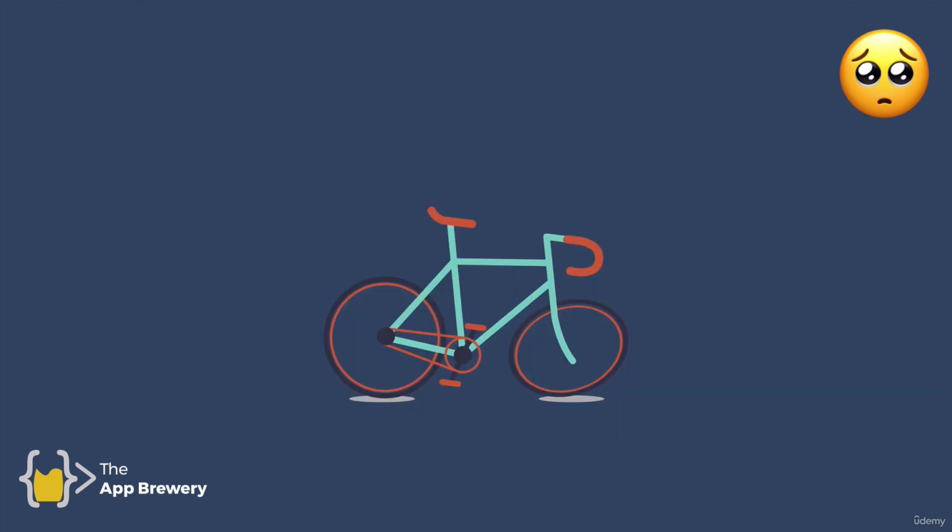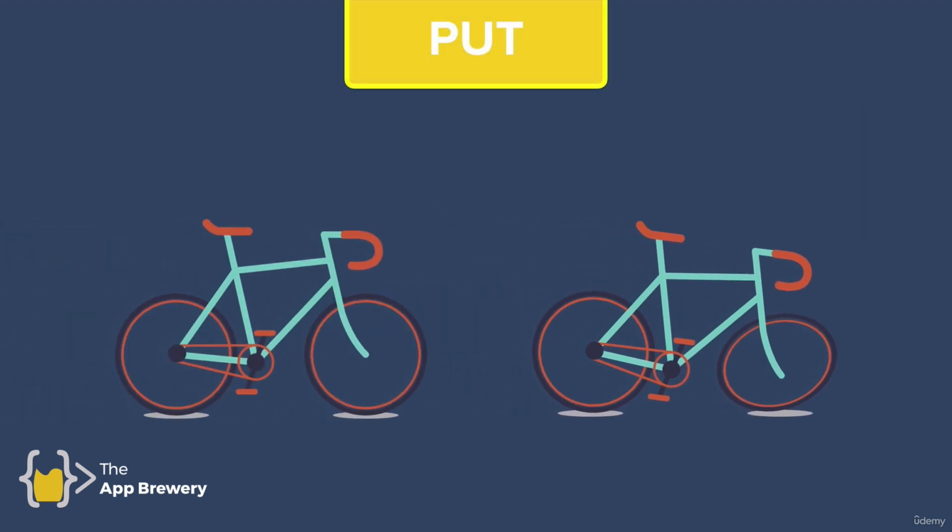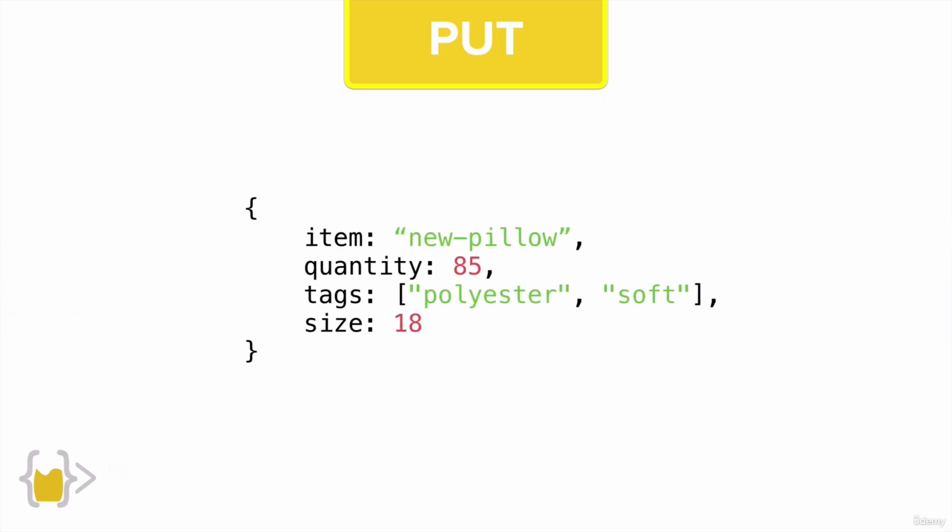So I'm not really sure what happened at the Amazon warehouse, but I got in touch with them and I wanted to try and figure out how we can solve this problem. So there were two ways that they could fix this problem. Option one was they send me an entire new bike. So this is the equivalent of PUT. You're updating your database by sending an entire entry to replace the previous one.